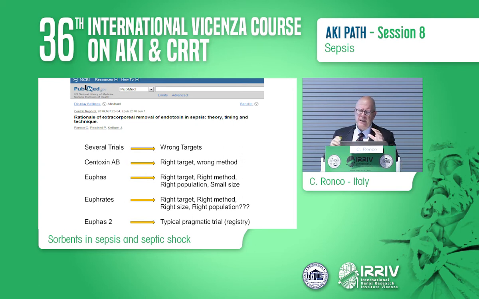So if I have to summarize the use of this sorbent in sepsis, I may say that several trials in the past using drugs simply had wrong targets. We used Centoxin, antibodies against endotoxin. The target was correct, but the method was wrong. In EUPHAS, right target, right method, right population, probably small size. In Euphrates, we're not sure that that was the right population, but we are sure that maybe there was also a small size. And finally, EUPHAS-2 is a typical pragmatic trial that offers you information on what is occurring in the field.